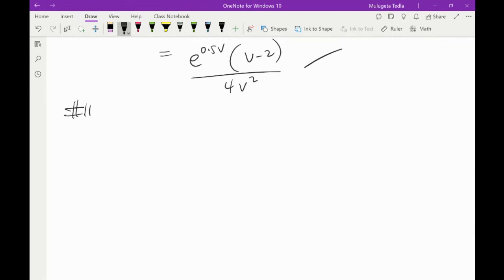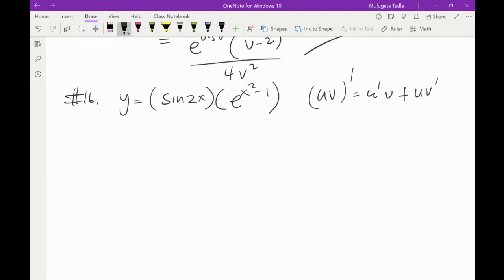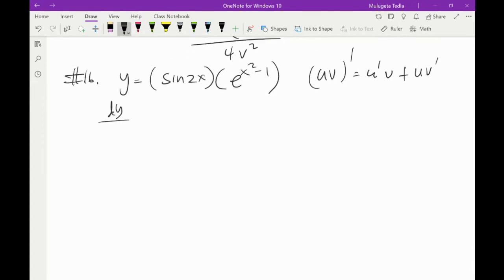Number 16 is, I think, a product rule, of course, another product rule: sine of 2x times e to the x squared minus 1. u prime v plus u v prime, as you know it. That's the derivative of the product of two functions. dy by dx is equal to the derivative of the first, which is cos of 2x, times the derivative of the angle, which is 2. That's the derivative of u.